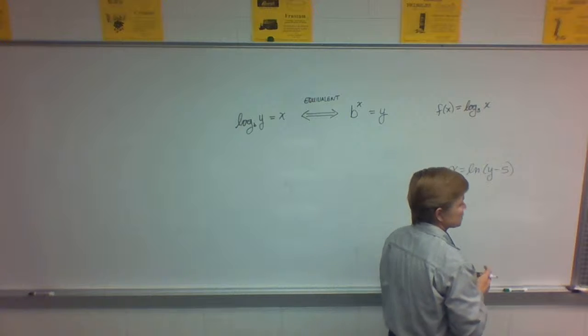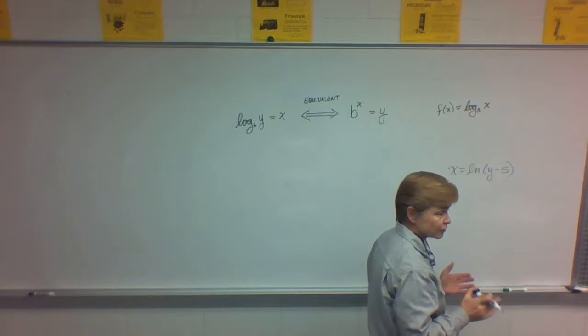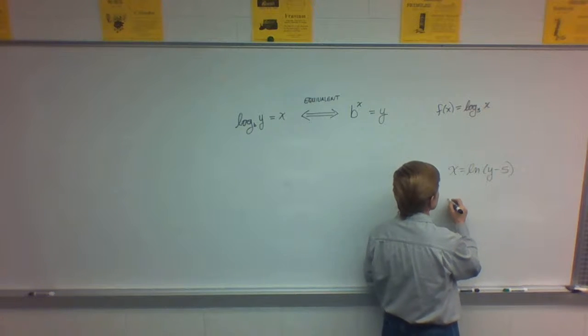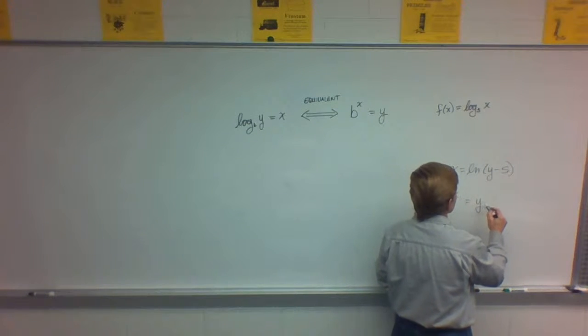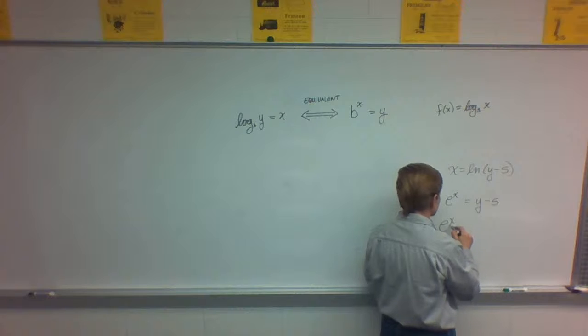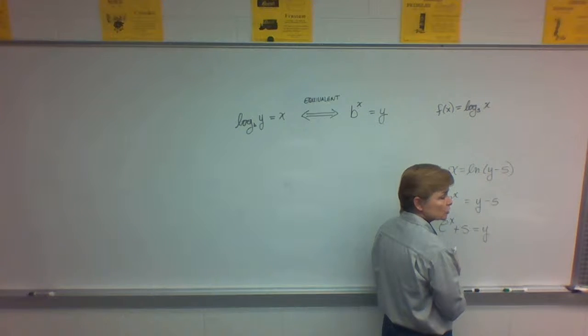Y minus 5 is what I meant to say. Is that correct? Now we've got to change the log to an exponent. What's the base of the log? That's the first thing you've got to discover. What's the base of the log? E. So it's e to the what? e to the x equals y minus 5. Move it over. Then get rid of the 5. Follow that? Yeah? You think you can do this?